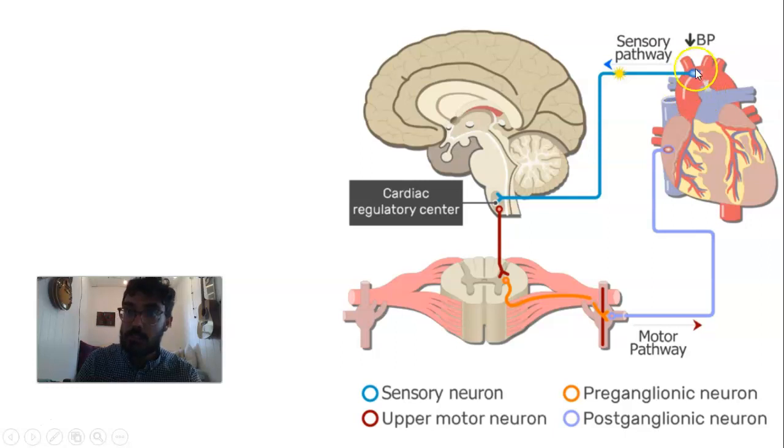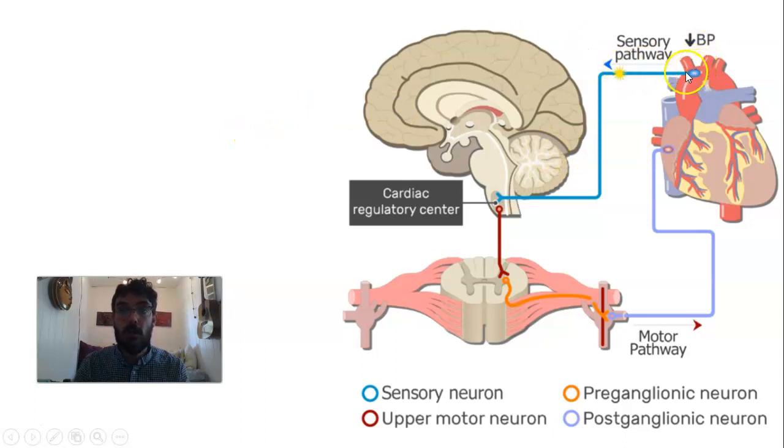And so these sensors are going to send sensory pathways to the medulla, part of the brainstem. Now the medulla has to integrate that information and determine whether the heartbeat should be increased or decreased. Then it sends messages through motor pathways down through the spinal cord. Here's our spinal cord. And then out to the SA node to modify that heartbeat. So this is an autonomic pathway, part of our peripheral nervous system.